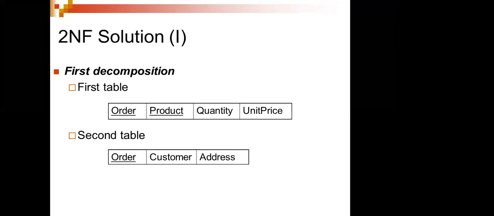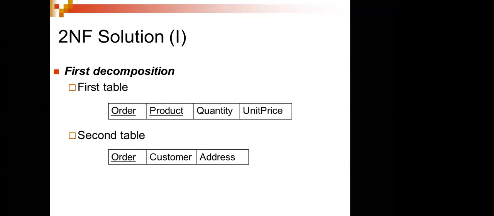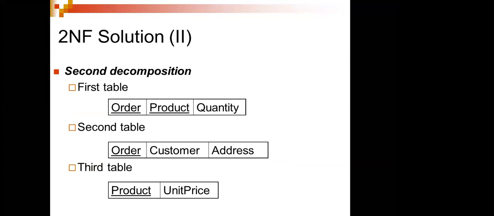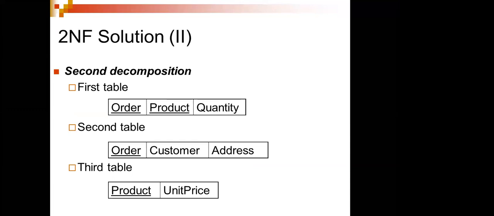Then from the second normal form, again I am trying to decompose. How am I decomposing? If you see the first table, I have order, product, quantity, unit price. So I split it here: order, product, quantity. I'm not going for the price. The second is order, customer, address, as it is. Then coming to the third one, product is there and we have price.